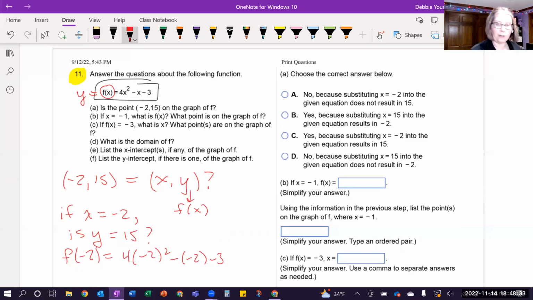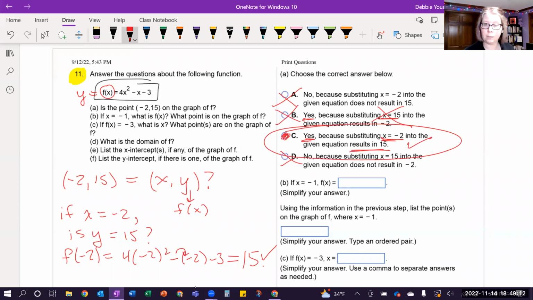So I do my arithmetic, follow order of operations, PEMDAS. So square the -2 first, multiply by 4. When I subtract -2, I'm really adding 2, and then subtract 3. And if I do all that, I get 15. So yes, I do get that. So I have to look at my answer choices, and I need the ones that say yes. So it's not A, it's not D. But why is it yes? Because substituting x equals 15, we did not do that. We substituted x equals -2 into the equation, and that results in 15. So we know it's not B and it is C, okay?